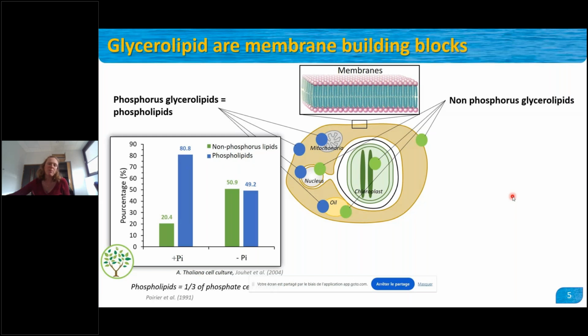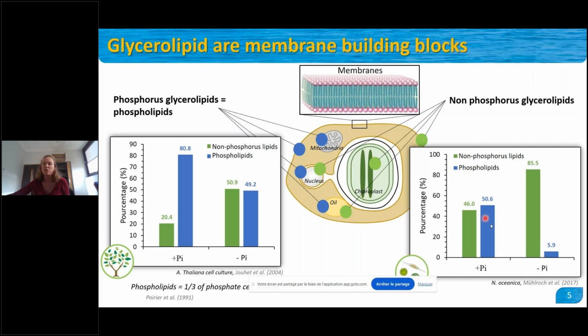And when you grow plants, so here it's root cells, the thylakoid membranes are not really developed, so you have 20% of non-phosphorus lipids versus 80% of phospholipids. And when you grow them in the absence of phosphate, you change the ratio between non-phosphorus lipids and phospholipids. In algae, you see exactly the same trend. So here it's photosynthetic algae, so they are green. You have much more galactolipids and non-phospholipids, and you have the switch that is even higher in the minus phosphate condition.